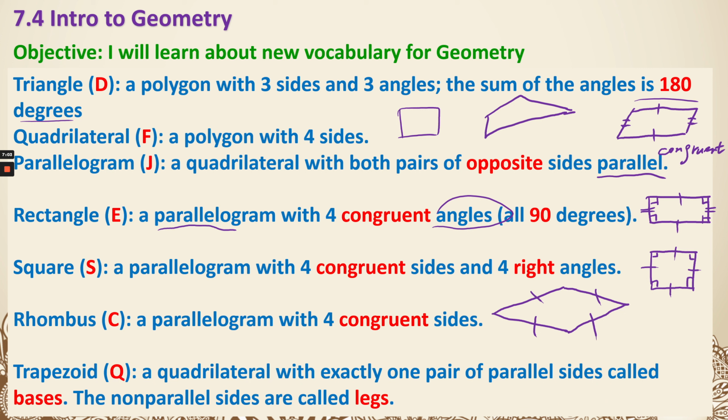Next, trapezoid, matching with definition Q. Trapezoid is a quadrilateral with exactly one pair of parallel lines, called bases. So all the special quadrilaterals that we talk about, this is the only one that has one pair of parallel sides. So it's not a parallelogram. Here's an example of a trapezoid. These two, the top side and the bottom side, are parallel, and then the other two are called legs, and they are not parallel. So that is an example of a trapezoid.